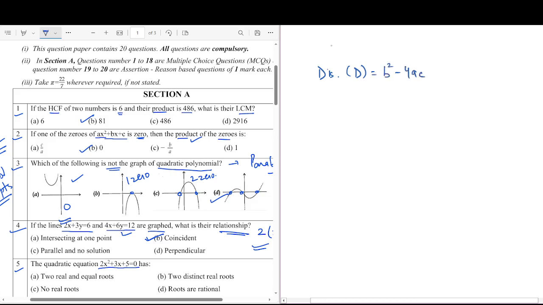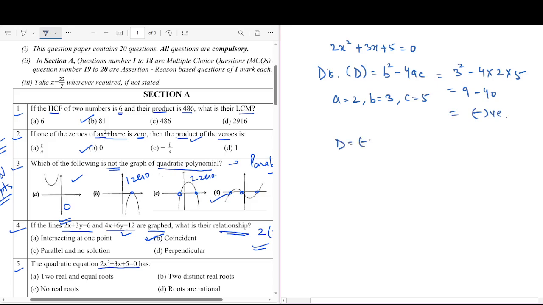Now our given quadratic equation is 2x square plus 3x plus 5 equals 0. So here the value of a is 2, b is 3 and c equals 5. Now we can put these values in this equation. So we are getting 3 square minus 4 into 2 into 5, so 9 minus 40. If we solve, we are getting a negative value of the discriminant. If the discriminant is negative, we know that the roots of this equation are not real. So the correct option is option C, no real roots.